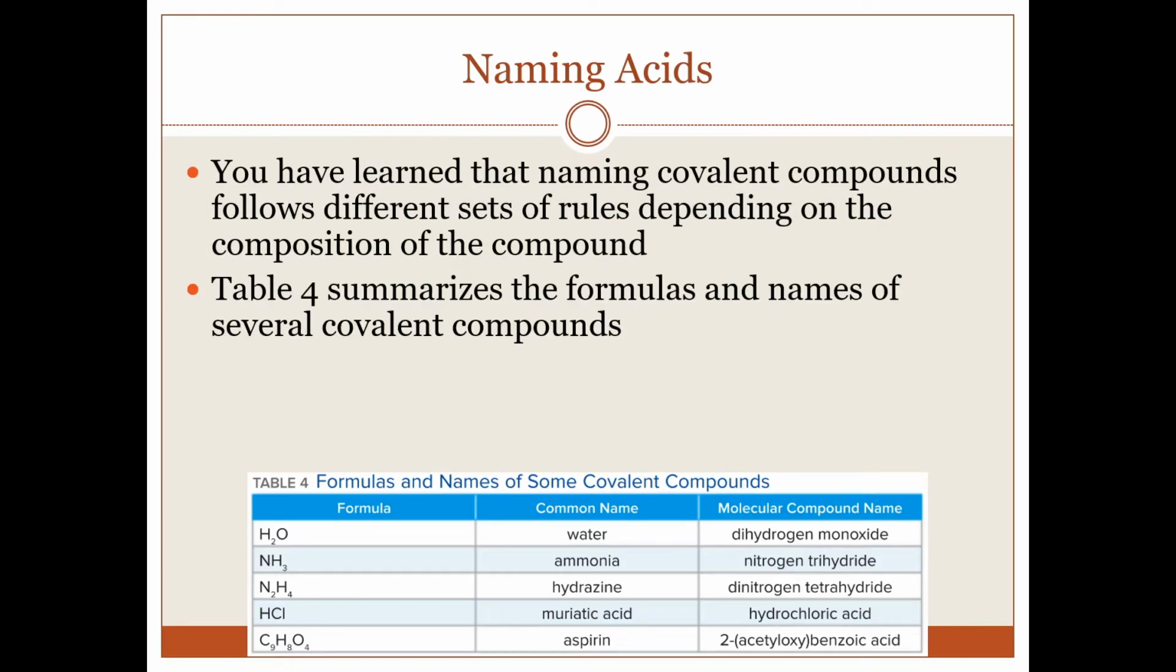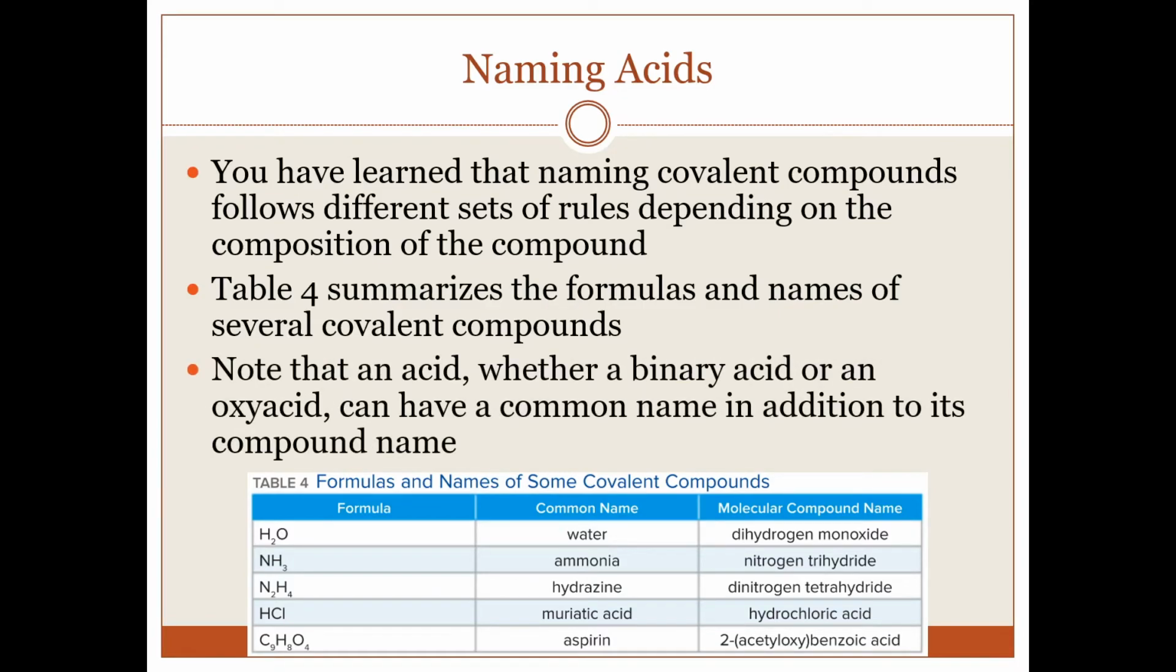This table summarizes the formulas and the names of several covalent compounds. So for example, here we have H2O, the common name is going to be water. The molecular compound name is going to be dihydrogen monoxide. Here we have NH3, that's nitrogen trihydride. N2H4, dinitrogen tetrahydride. HCl, hydrochloric acid.